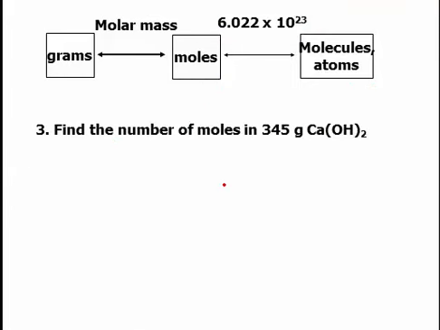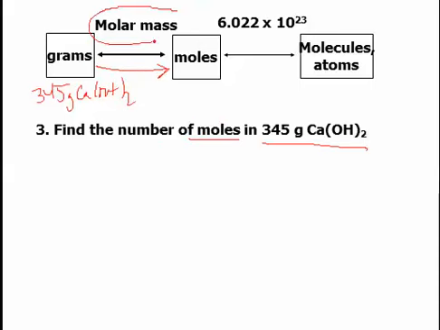All right, third example problem. Now, this time, what are we starting with? We have 345 grams of calcium hydroxide. All right, now, we want to find moles. So we want to go from here, this box, to this box. To do that, we're going to have to find the molar mass. So the first thing you need to do is find the molar mass of calcium hydroxide. Or in this case, I made the T-chart.